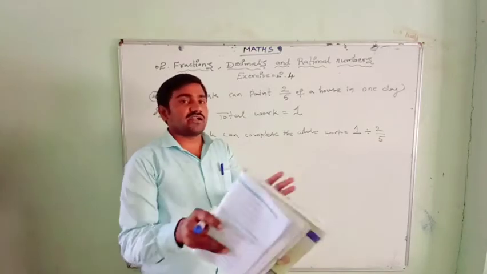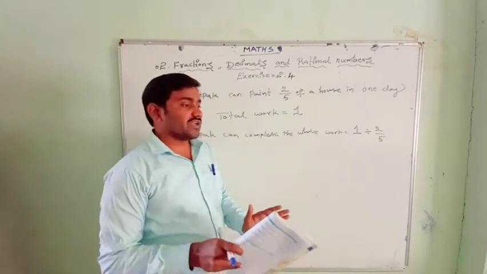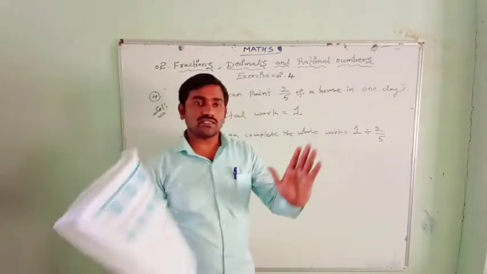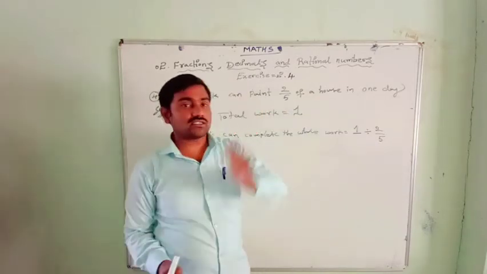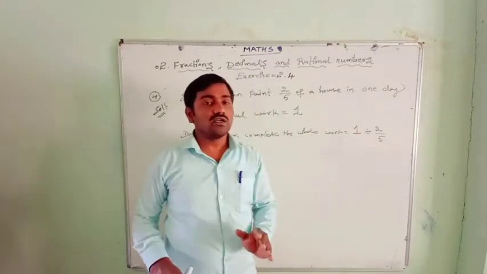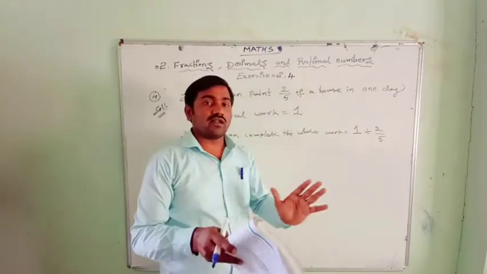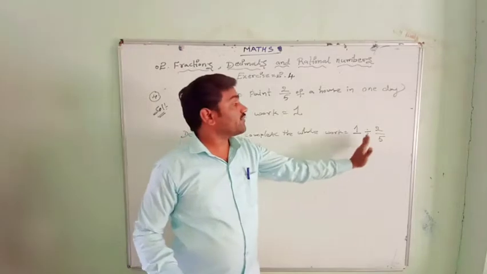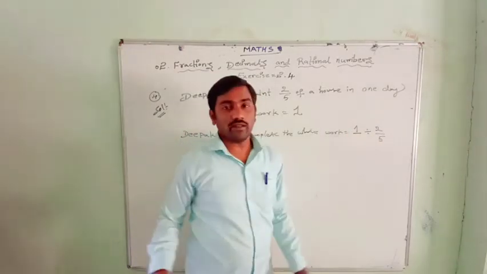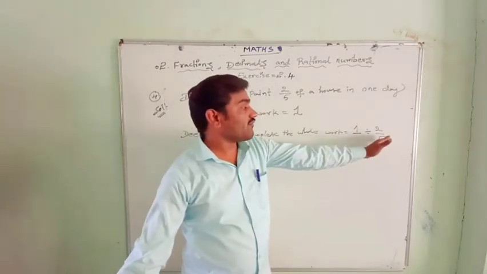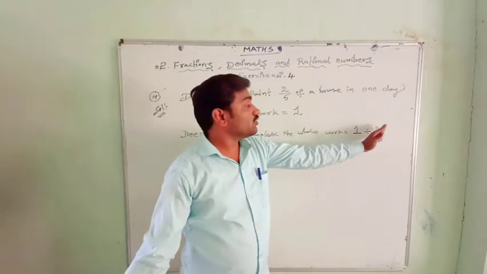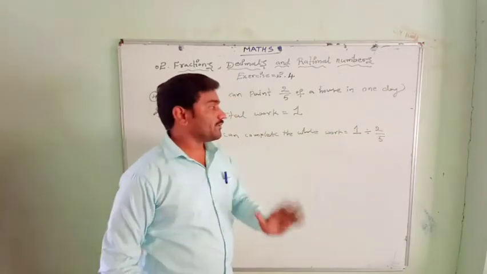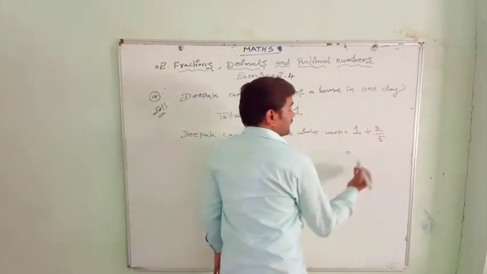So the work is divided into parts. On the first day you will come and complete some work, and the next day you will come and complete some more work, and the next day some other work. That means the complete work, one work, will be divided. Slowly you will complete it. So we are dividing this complete work by 2 by 5. That means he is capable of completing 2 by 5 of the work in each one day. So in this way we can write.